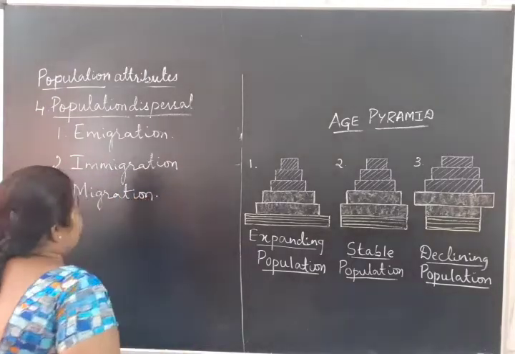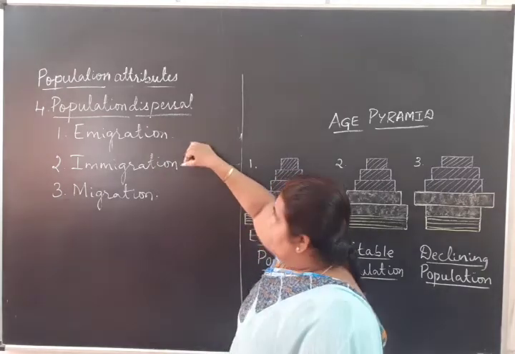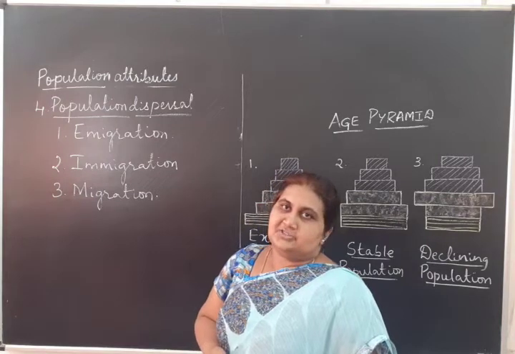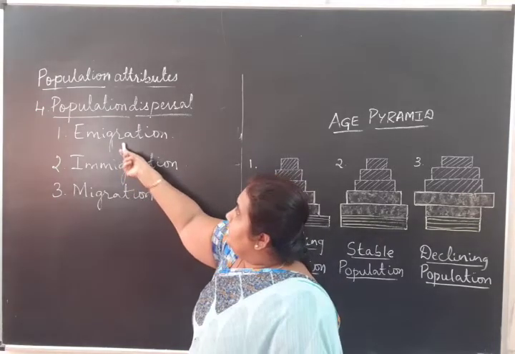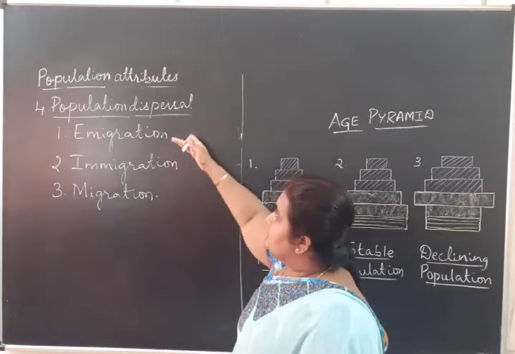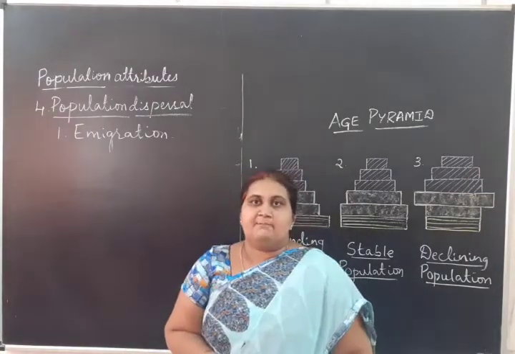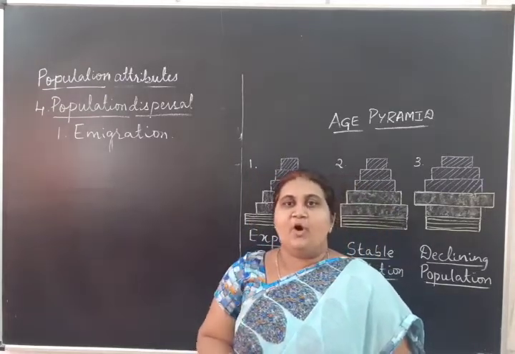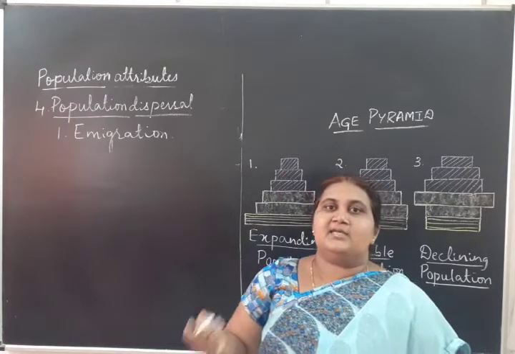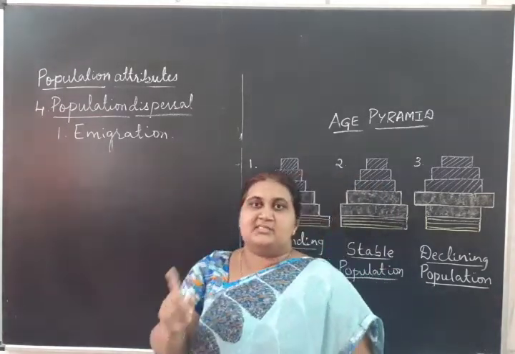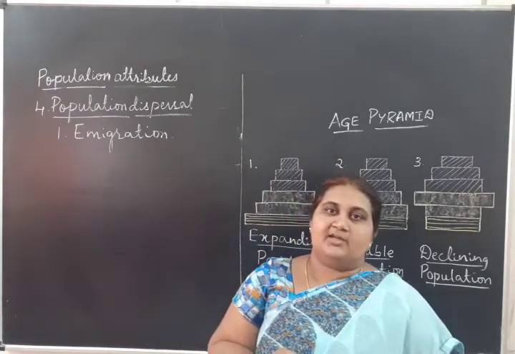There are three different types of population dispersal: emigration, immigration, and migration. In all these three terms we can find that migration is common. So now we will study one by one. Emigration is the permanent outward movement of individuals from a given population.